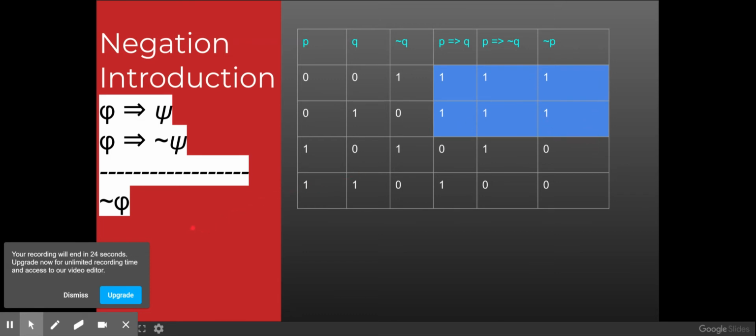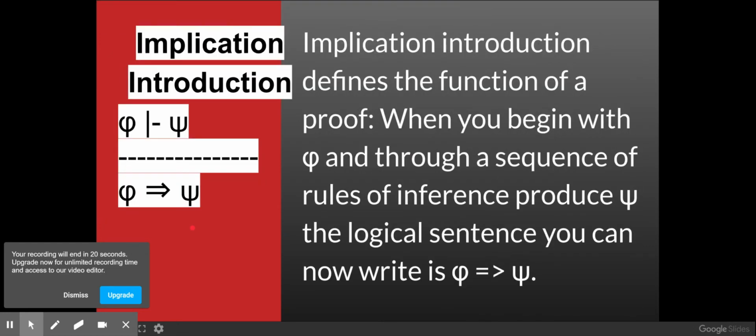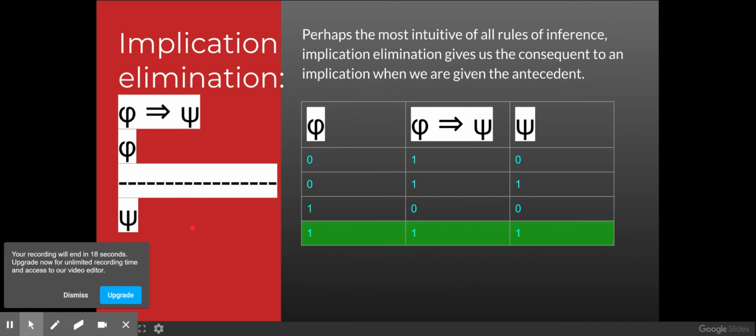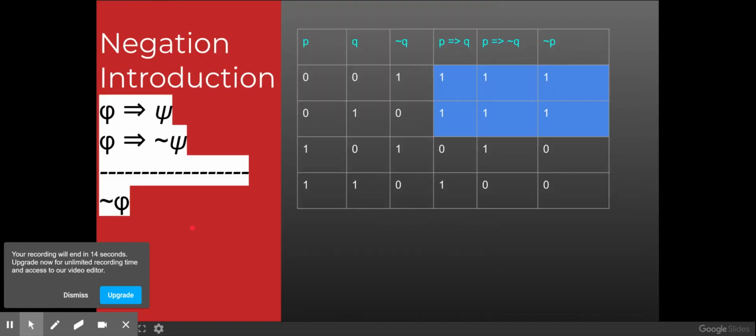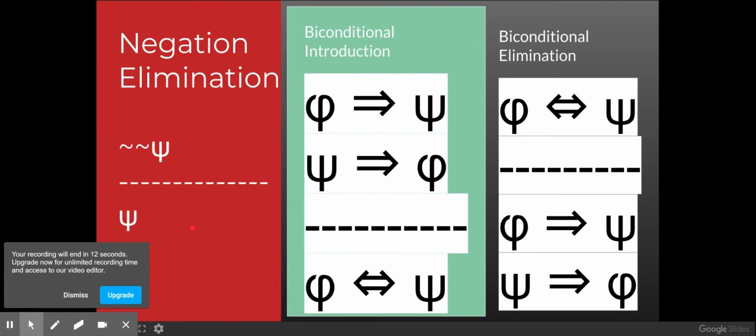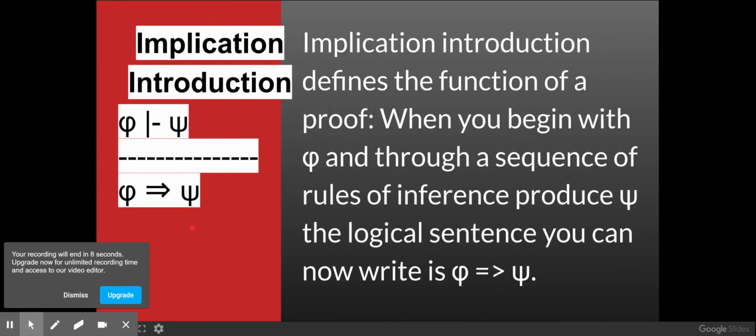In our next part of our slide presentation, we'll talk about negation elimination, implication introduction, and elimination, and that will be it. Actually, we'll talk about negation elimination, biconditional introduction, biconditional elimination, as well as implication introduction.